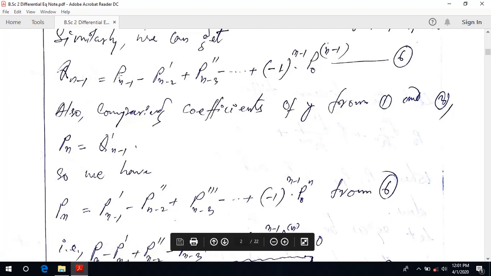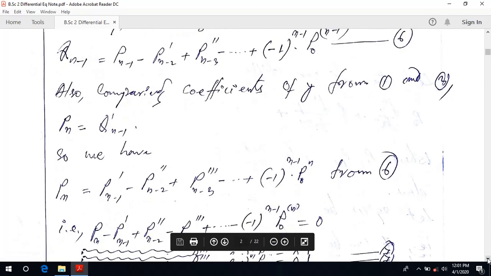So what is the differentiation of this? It will give you this one. So this is the differentiation of this term, this is the differentiation of this term, and so on. But what is Pn? Pn is nothing but Qn-1 prime. So the differentiation of this term will be Qn-1 prime, and Qn-1 prime is nothing but Pn. So this is the relation. This is the final relation.